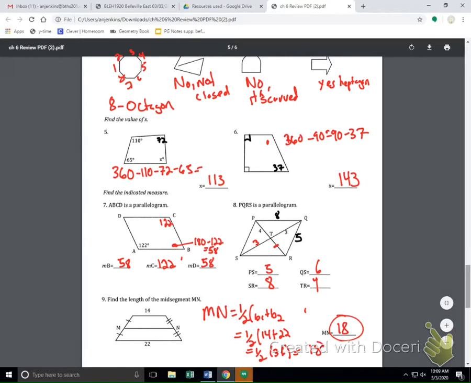I can't fix the bottom. Oh, I'll bring it up. It just says 1/2. 1/2 equals 36.